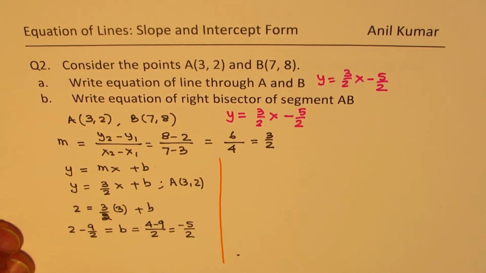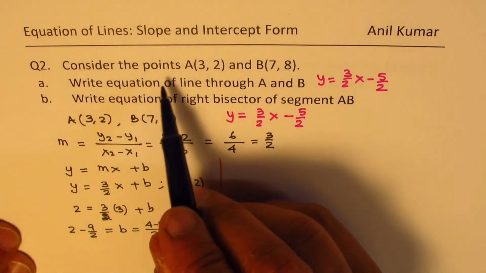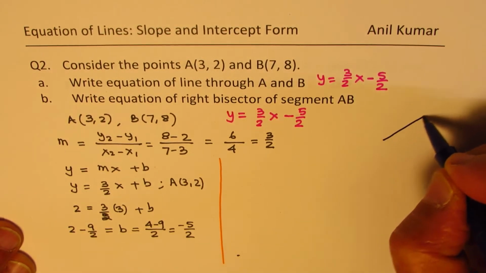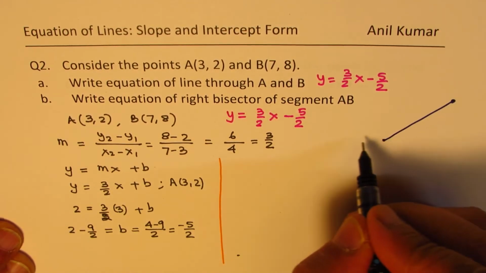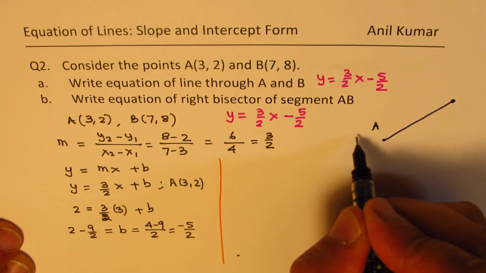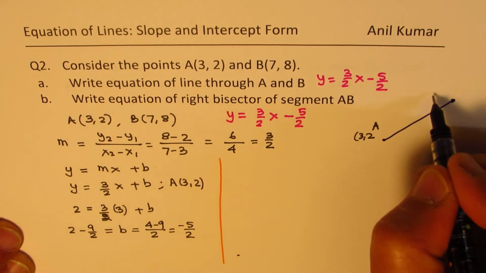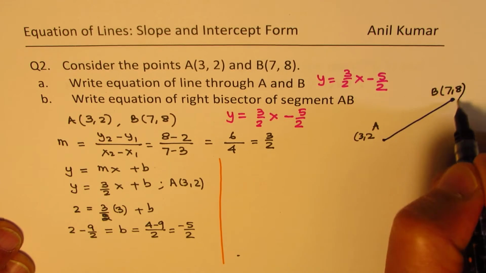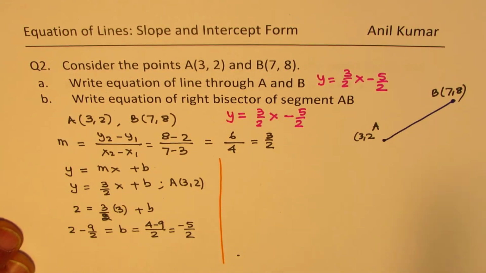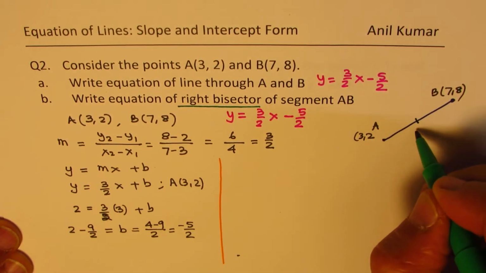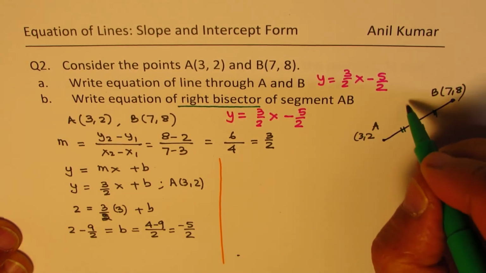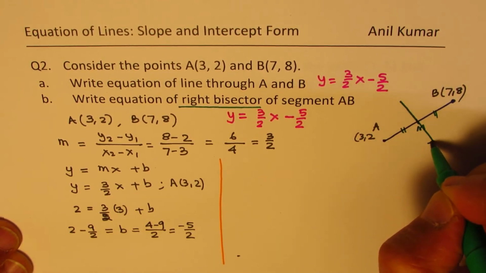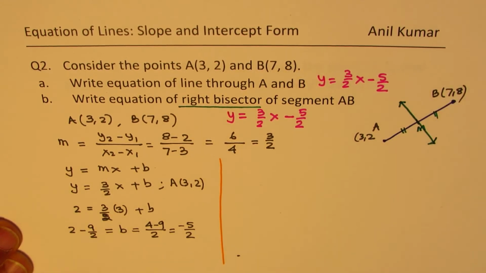Now let's try to understand this. We are given 2 points A and B, right? So point A for us is (3, 2) and point B is (7, 8). When we say right bisector, it means what? It means it has to go through the midpoint M, right? So we have to find the coordinates of the midpoint and the line has to be perpendicular. So that becomes the right bisector. Is that clear to you?